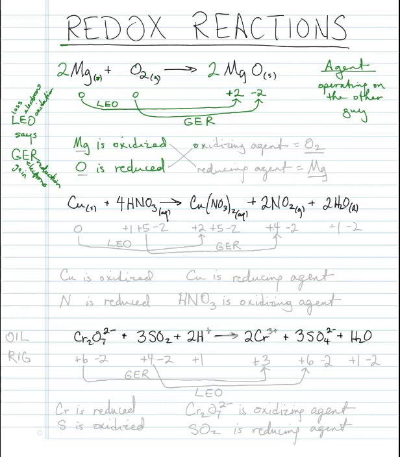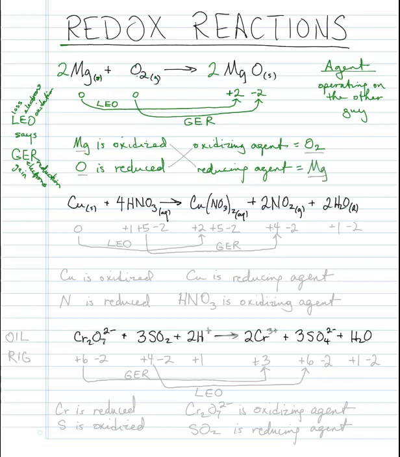So the oxidizing agent is trying to oxidize the other guy, and the reducing agent is trying to reduce the other guy. So in order to oxidize the other guy, let's see, oxygen here in our reaction becomes reduced. That means he gains electrons. That means he's taking electrons away from magnesium and causing magnesium to be oxidized. So our oxidizing agent here is oxygen, and our reducing agent is magnesium.